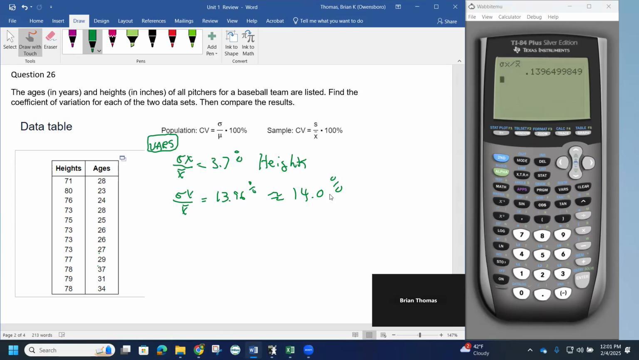So just pay attention to rounding inside of your MyLab. Apologize for not paying attention to that in this example.